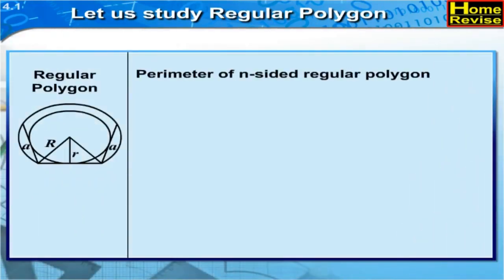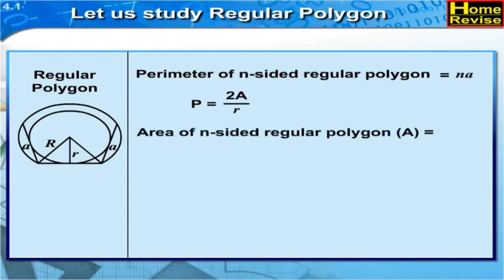Perimeter of n-sided regular polygon is equal to na. So perimeter P is equal to 2a upon r. Area of n-sided polygon A is equal to half nar. A is also equal to half into perimeter into inradius.